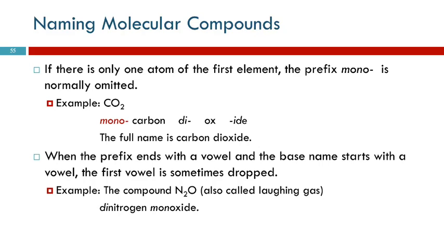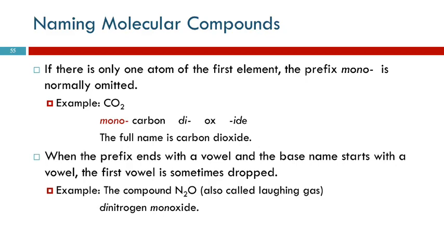So we put the prefixes in to tell us how many of each of these nonmetals we have. So if we look at CO2, 2 nonmetals. We've got carbon and we've got oxygen. So carbon is just its element name. The oxygen becomes oxide. And there's only one of these. So the prefix for 1 is mono. And there's 2 oxygens. The prefix for 2 is di. So dioxide means 2 oxygens.